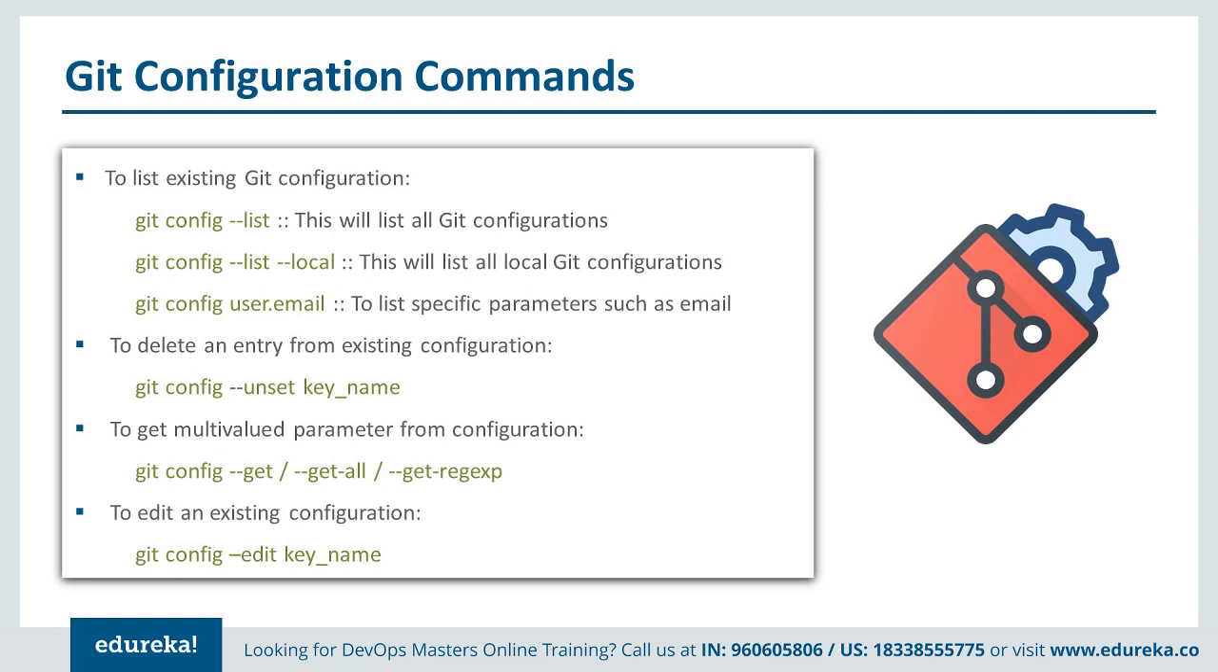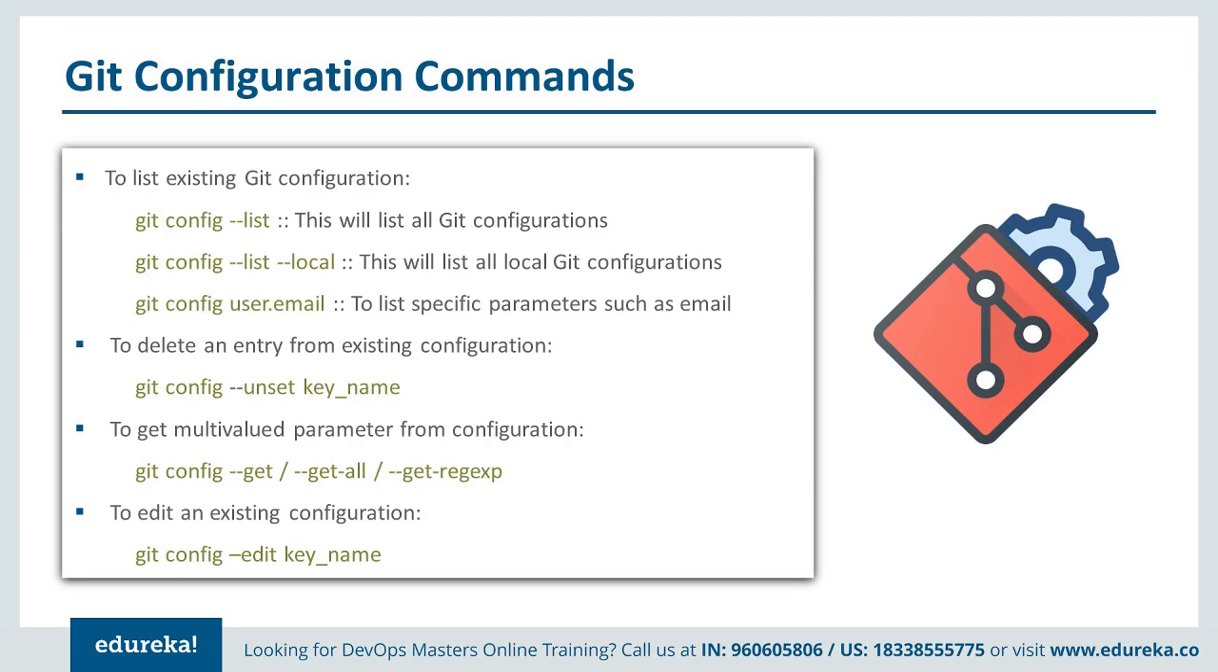So we can use git config --list. This will list all git configuration. If I put --local, this will list all local git configuration. We can use system and global in place of local, and we'll get the system or global configuration accordingly.